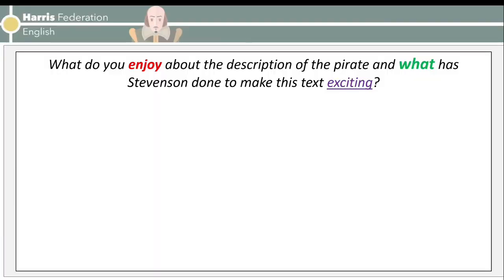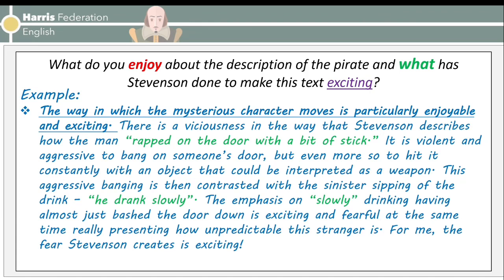So here is my example. Notice that my first sentence is actually one of my big ideas, and everything that comes after that are little bits of evidence that just tell me specifically how and why I might think something. So I've said, the way in which the mysterious character moves is particularly enjoyable and exciting. There is a viciousness in the way that Stevenson describes how the man rapped on the door with a bit of stick. It is violent and aggressive to bang on someone's door, but even more so to hit it constantly with an object that could be interpreted as a weapon.